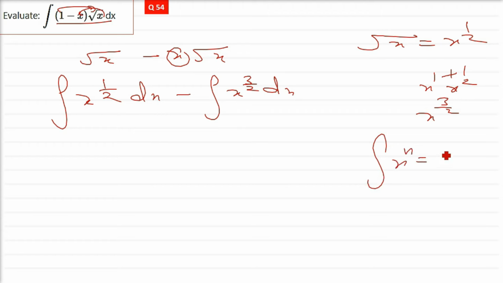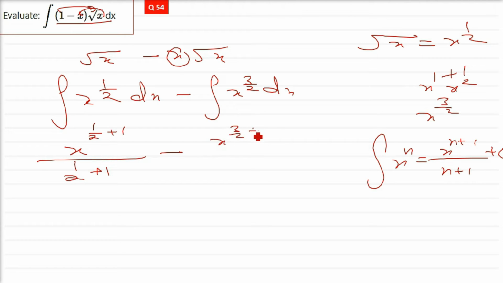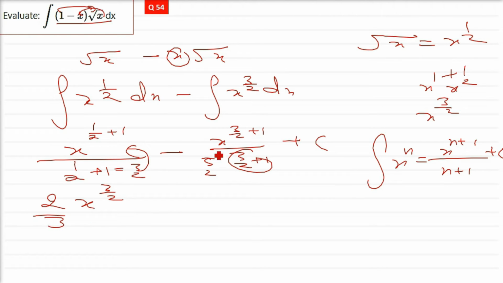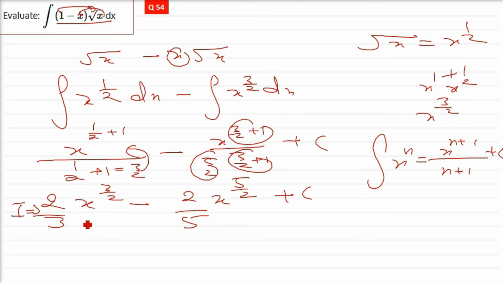Now let's integrate. Integral of x raised n is x raised n plus 1 divided by n plus 1 plus a constant of integration. This will give you x to the power half plus 1 divided by half plus 1, minus x to the power 3 by 2 plus 1 divided by 3 by 2 plus 1. Half plus 1 is 3 by 2. 3 by 2 plus 1 is 5 by 2. So x raised 3 by 2 divided by 3 by 2. Let's write this 3 by 2 in the denominator. This 3 by 2 plus 1 will be 5 by 2. When it goes up, it will be 2 by 3. When this goes up, 5 by 2 will be 2 by 5. And x to the power 5 by 2 is already there. This goes up, 2 by 5 will be formed, and that will be plus constant of integration.